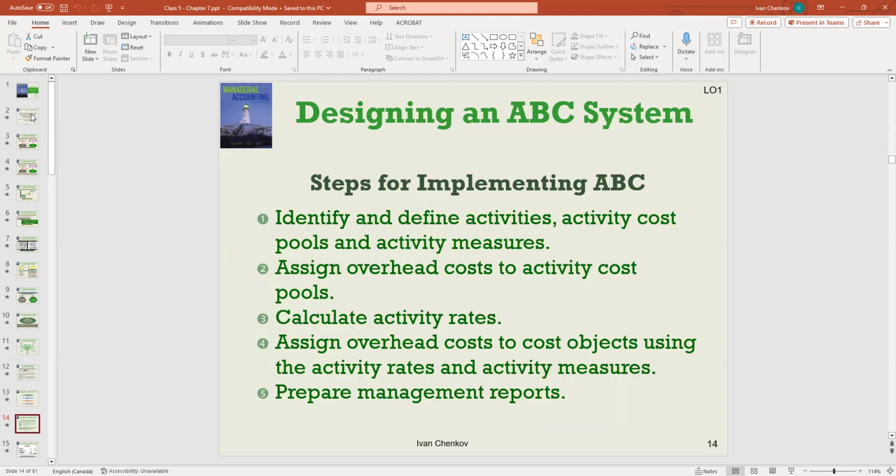Again, we're going to identify and define the activities. Then we're going to come up with the activity cost pools. And we're going to find the activity measures, how we're going to measure that activity. Then we're going to assign the overhead cost to that activity cost pool. We're going to calculate the activity rate. After that, we're going to assign the overhead cost to the cost object using the activity rates and activity measure, and we're going to prepare the management report.